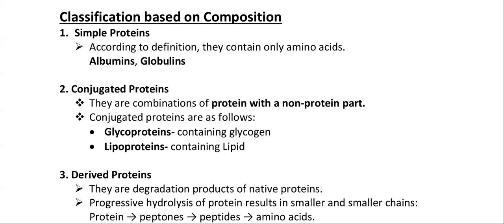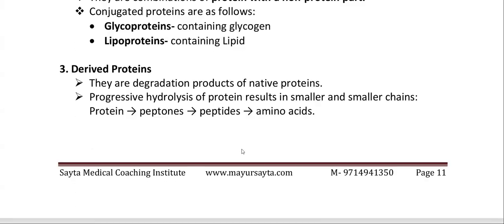Classification based on composition. Simple proteins, according to definition, contain only amino acids, like albumin and globulin. Conjugated proteins are combinations of protein with a non-protein part. Conjugated proteins are as follows: glycoprotein containing glycogen, and lipoprotein containing lipid along with protein.